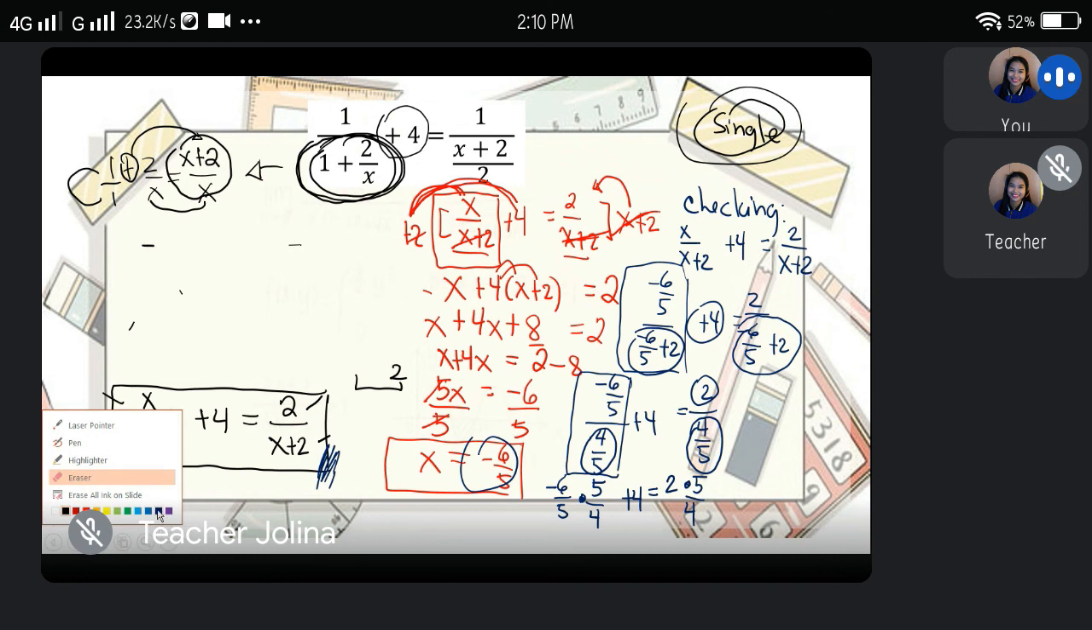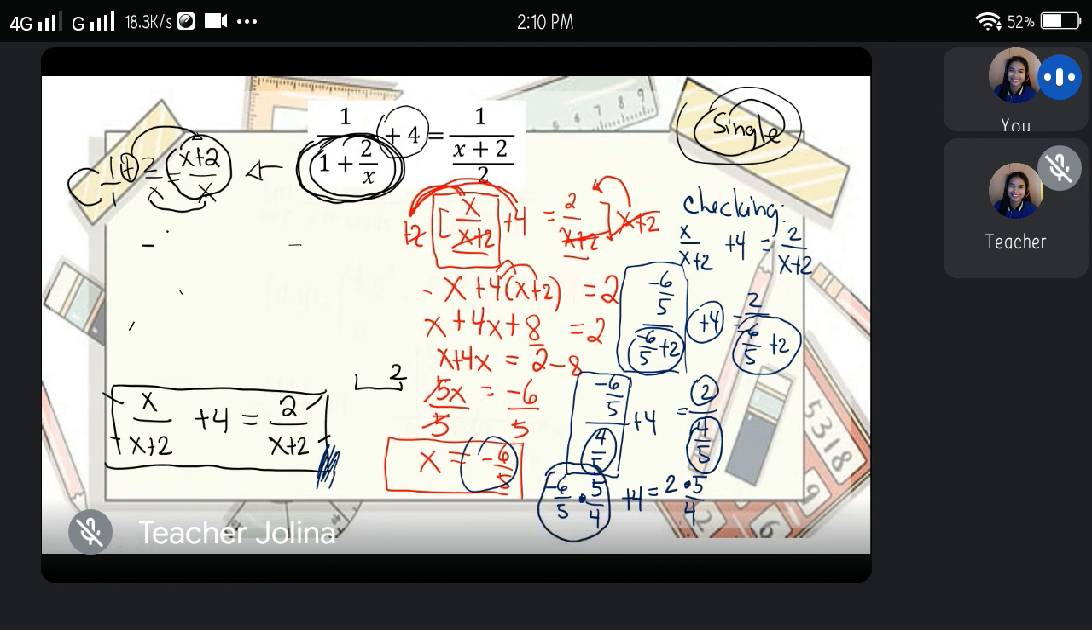Okay, so we have here negative 6 over 5 multiply to 5 over 4. The answer po is negative 30 over 20. Okay, plus 4, just copy, equals 2 times 5 over 4, that is, tama po ba? That is positive 10. Okay, positive 10 over 4 po. Okay? So, and then after nun, simplify pa natin to.